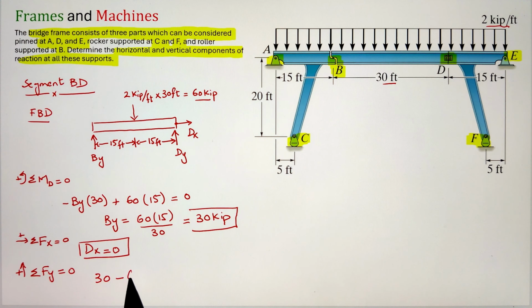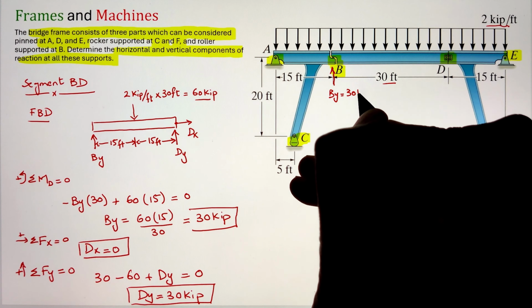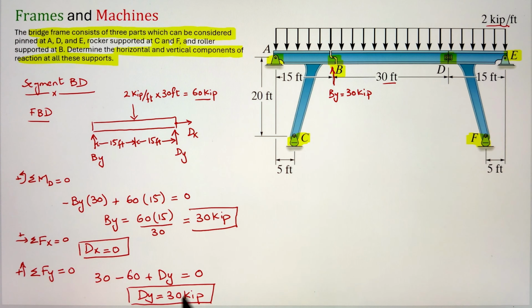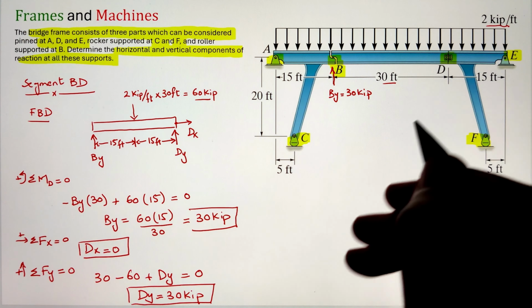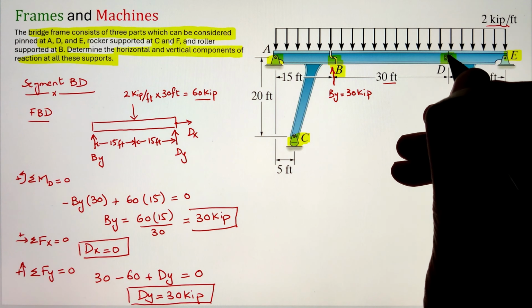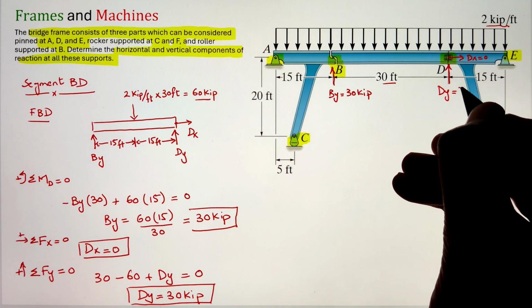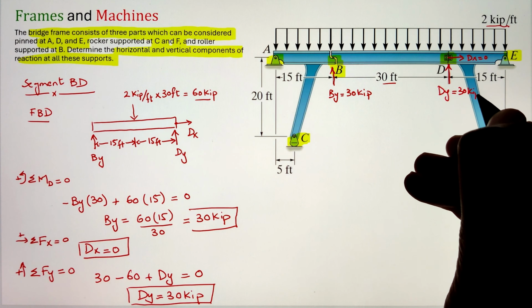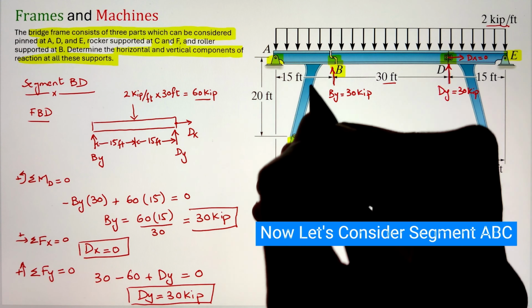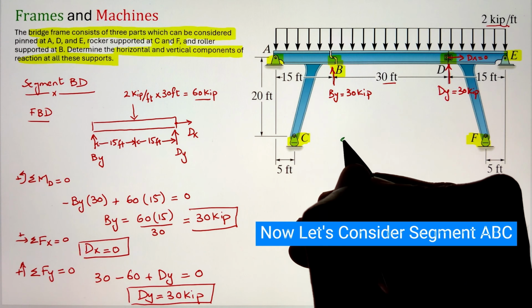Now, once we have these forces, let's show them on our diagram here as well, so that when we are considering the following segment we know the direction of loads that will be acting on those segments. So here By is pointing upward, Dx is 0, and Dy is also going in the upward direction. Now, let's move on and consider our second segment of A, B, and C and develop its free body diagram.